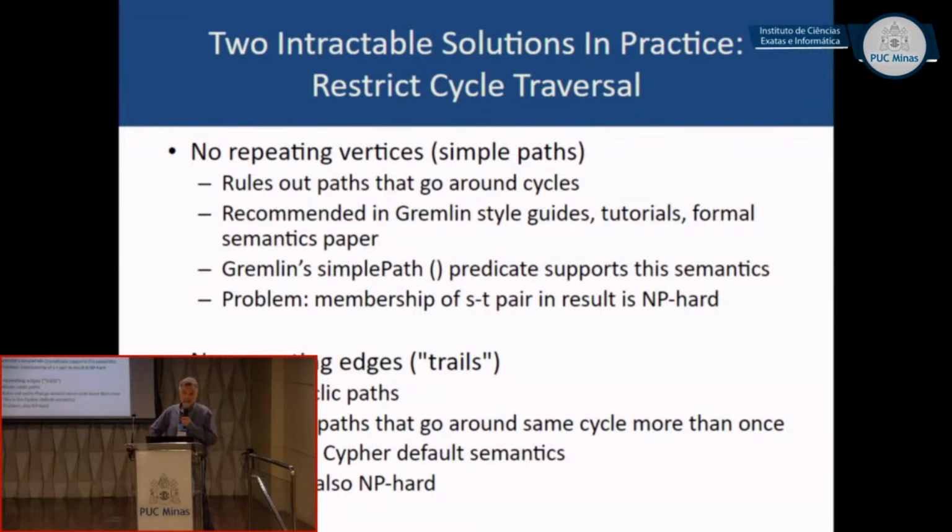Another solution that has been adopted in practice by Neo4j's Cypher query language is to allow to go around cycles, but do not repeat edges. Okay, so I can go around the cycle once, second time I would repeat edges. These paths are called trails. This is the default semantics in Cypher. Turns out it doesn't really improve the computational complexity. You have the same NP hardness issue.